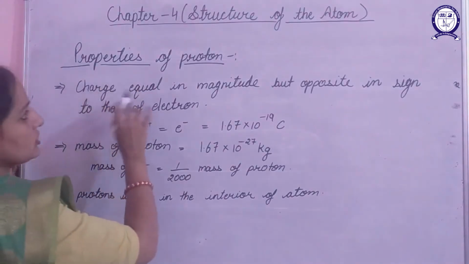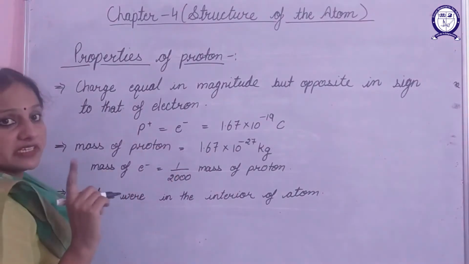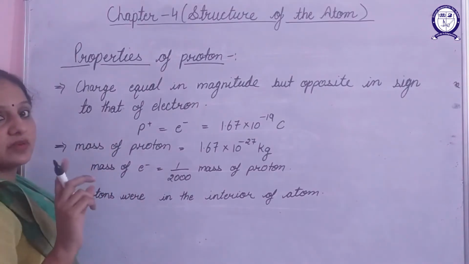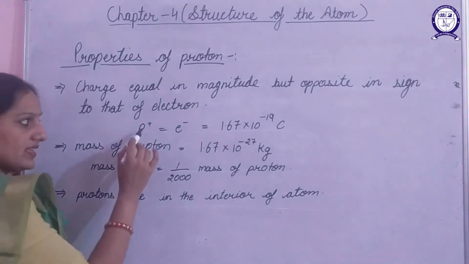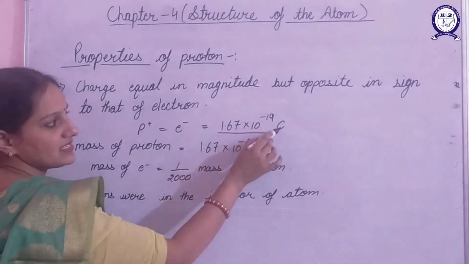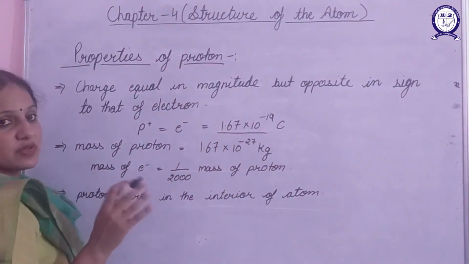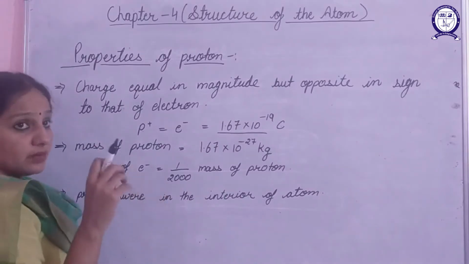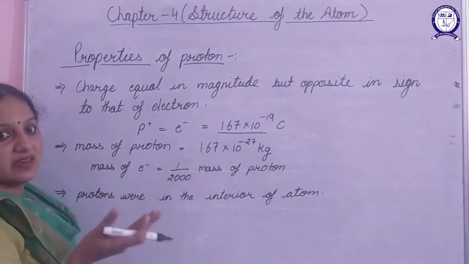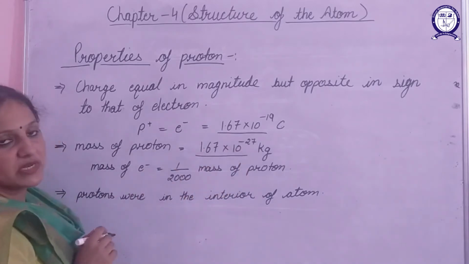If we talk about the charge of a proton, the charge of a proton is equal in magnitude to the charge of an electron. That means if the negative charge on an atom is equal to the positive charge, then only an atom could be stated as neutral, and that charge was later calculated to be 1.67 into 10 to the power minus 19 coulomb. This coulomb is the unit for charge. Now if we talk about the mass of a proton, it was proved that protons are heavy mass particles inside an atom. Their mass was found to be 1.67 into 10 to the power minus 27 kg.